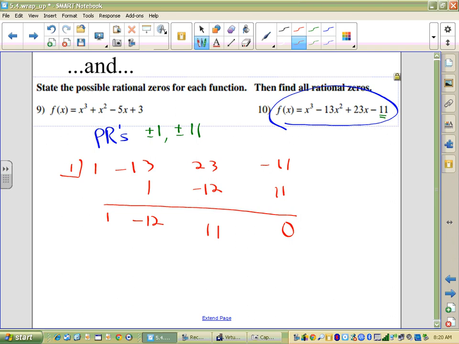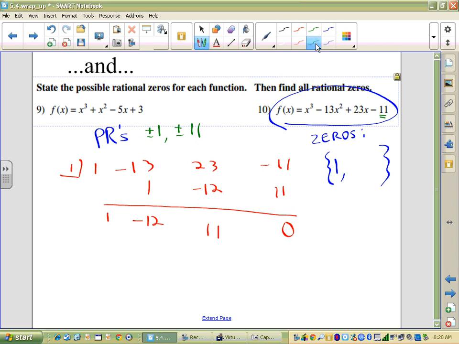Right off the bat, we got one. So, what are our zeros then? We get one of them right away. What's the first one? 1. Remember, if the remainder is 0, the number in the box is the zero. But in factored form, it would have been x minus 1. Everybody see that? Okay, cool.